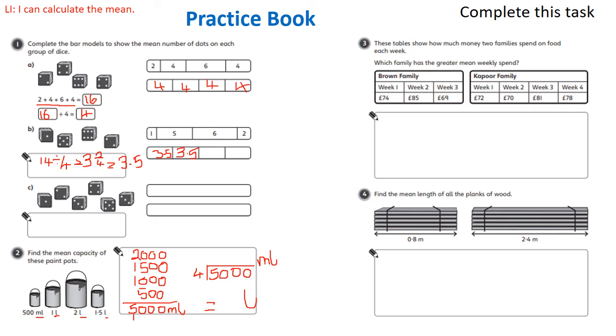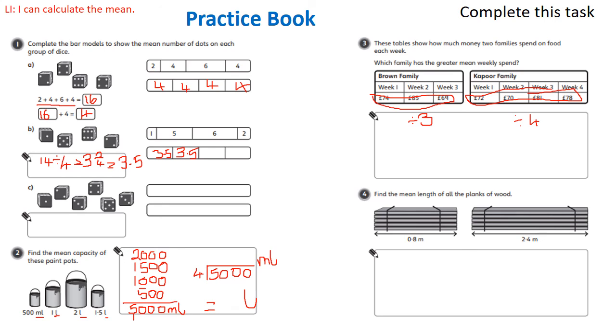Question 3. These tables show how much money 2 families spend on food each week. Which family has the greater mean weekly spend? So we need to add them all together for the Brown family. And what are we going to make our divisor? What are we going to divide by? We're going to divide by 3. And that will give us the mean weekly spend. The Kapoor family, we've got 4 weeks of weekly spend. So again, we're going to add them all up and then we're going to divide by 4. And then all you have to do is see which answer is the greater.